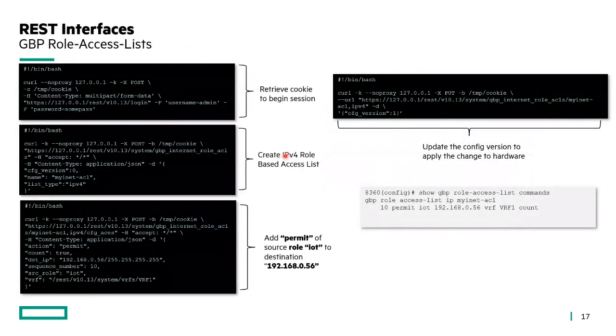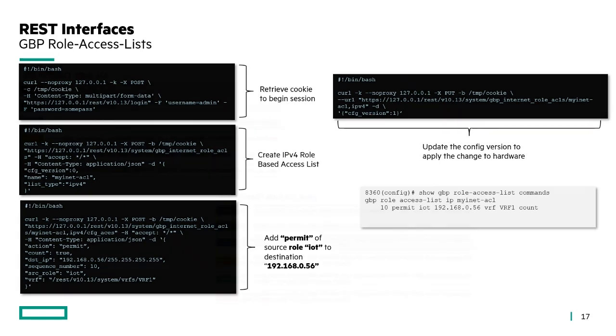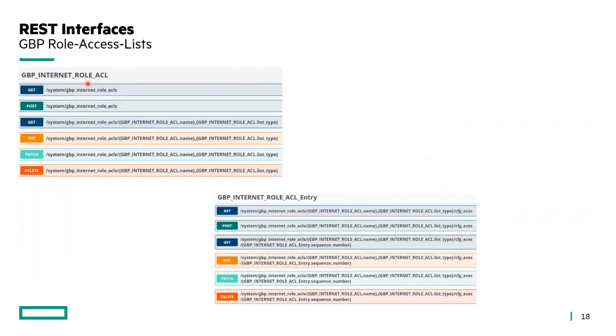So this is just an equivalent configuration specified through the REST interface, using some bash commands. If you took these and put them on the switch, these would allow you to create the same configurations that you saw on the prior screens. And then in the Swagger interface, these are the URIs that are needed to effect those policy changes.